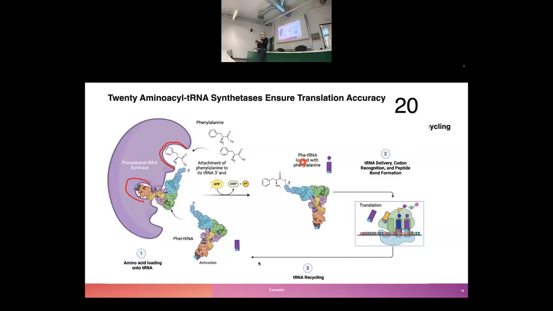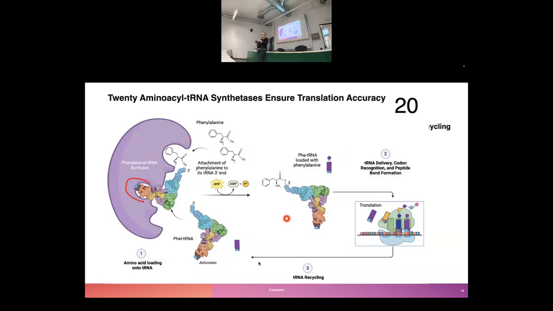So this tRNA loaded with phenylalanine amino acid, at this point will be used in the translation process according to the elongation process we just described. Okay, and in the exit site, it will be the same tRNA, which is not anymore loaded, but it will be ready for recycling, interacting again with its phenylalanine tRNA synthase.